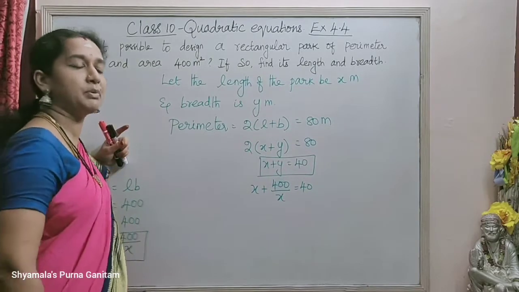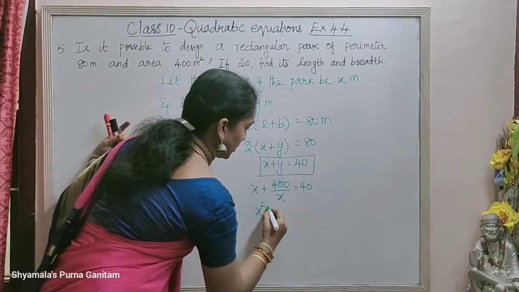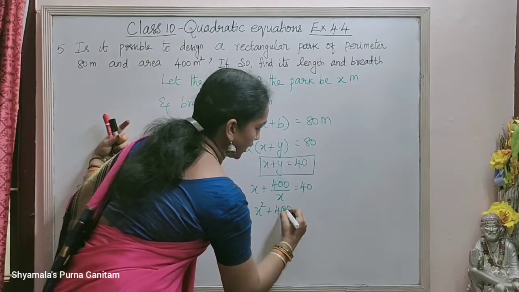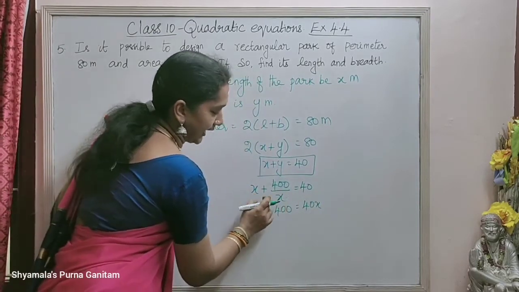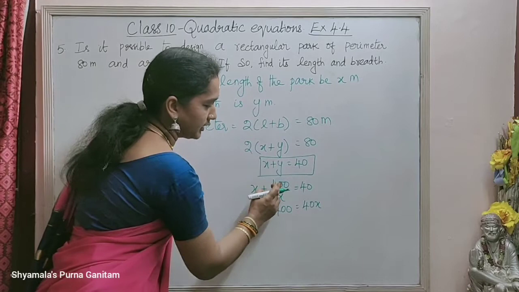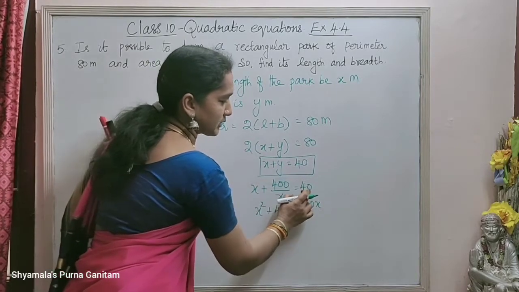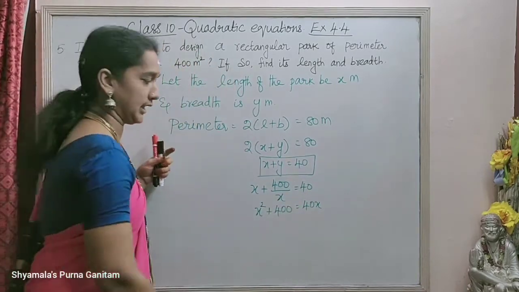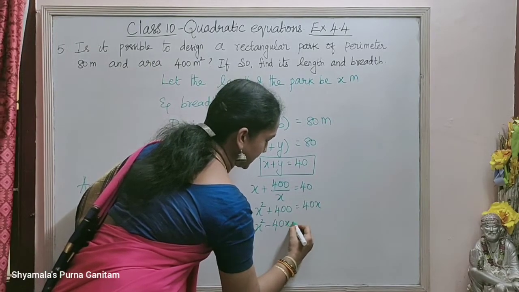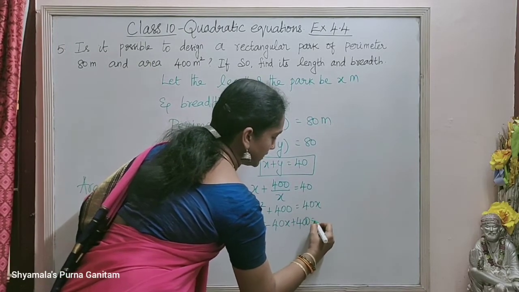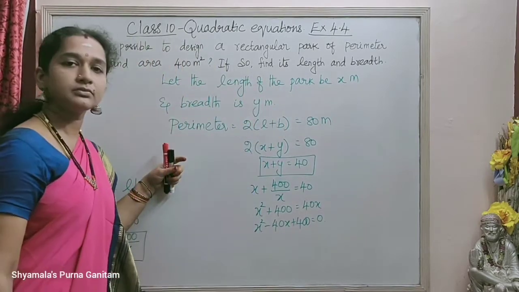So now we will simplify this. Taking the LCM, we get x squared plus 400 is equal to 40x, when we cross multiply. So x squared minus 40x plus 400 is equal to 0.